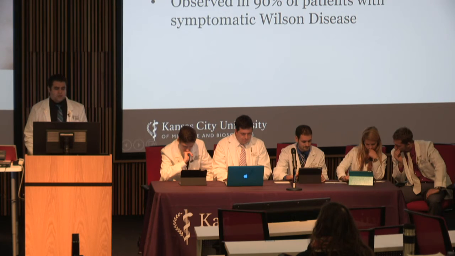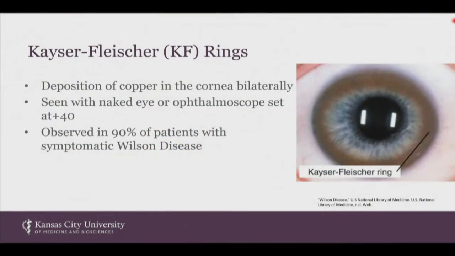These KF rings are caused by a deposition of copper in the corneas. It will start at the superior aspect of the cornea, then at another location in the inferior aspect of the cornea. And eventually, once copper levels are so great, it will form a ring, as seen in this image, around the entire eye. These can be seen with the naked eye if it's severe enough, or in less severe cases, we would use an ophthalmoscope set at +40 to visualize these.